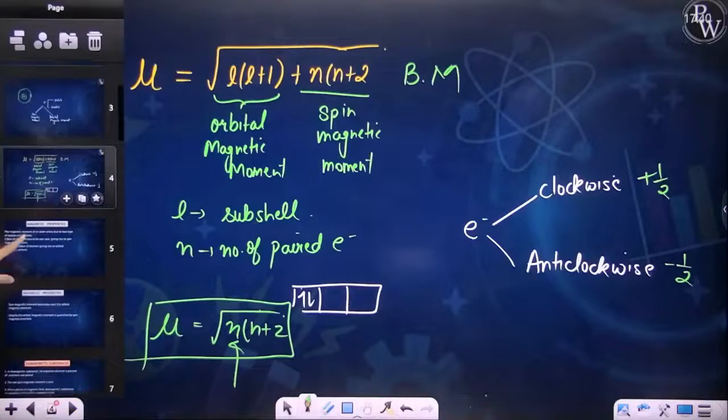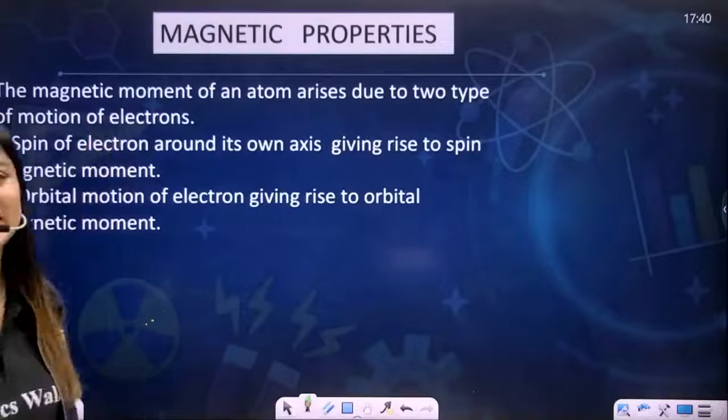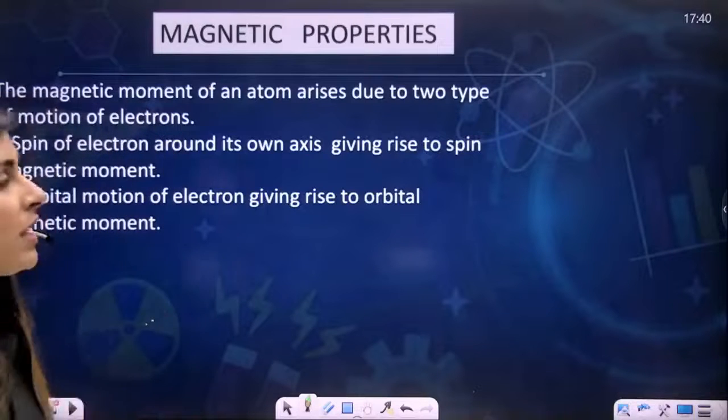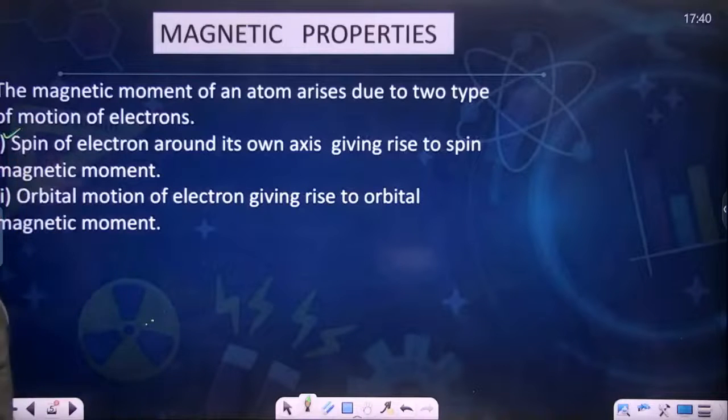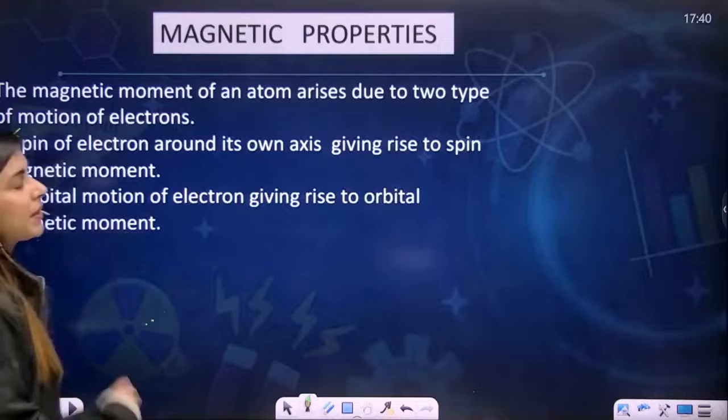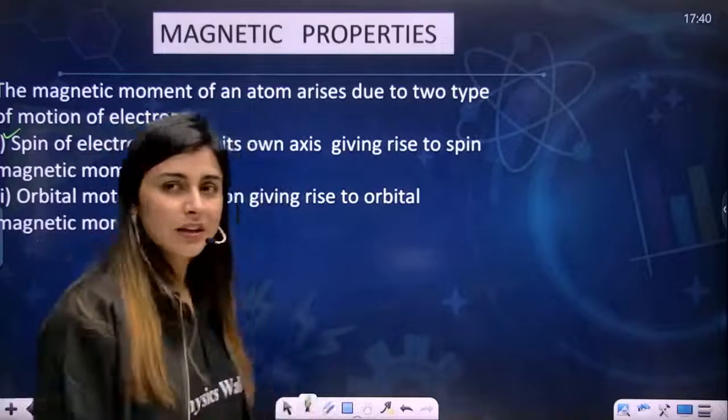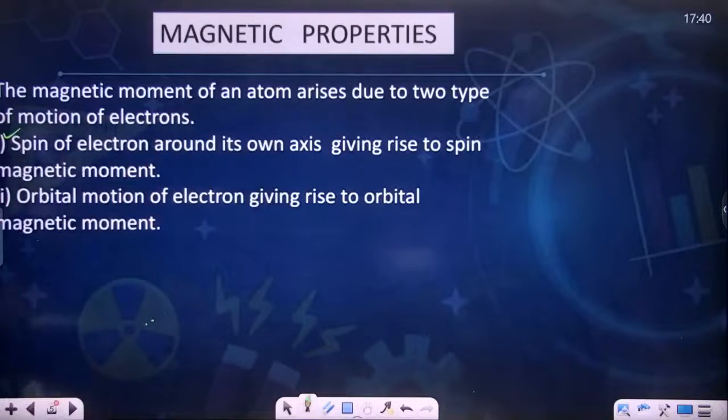I hope you've written it. Now let's go. Read this, you'll understand a bit more. What does it say? The magnetic moment of an atom arises due to two types of motions. One is the spin of the electron around its own axis, giving rise to the spin magnetic moment, and orbital motion of electron giving rise to the orbital magnetic moment. Okay, perfect. This I told you. You can write it down. Please write it down. Next.